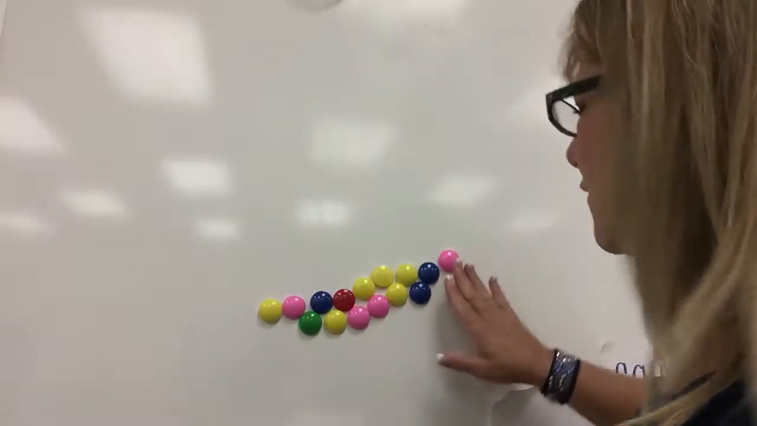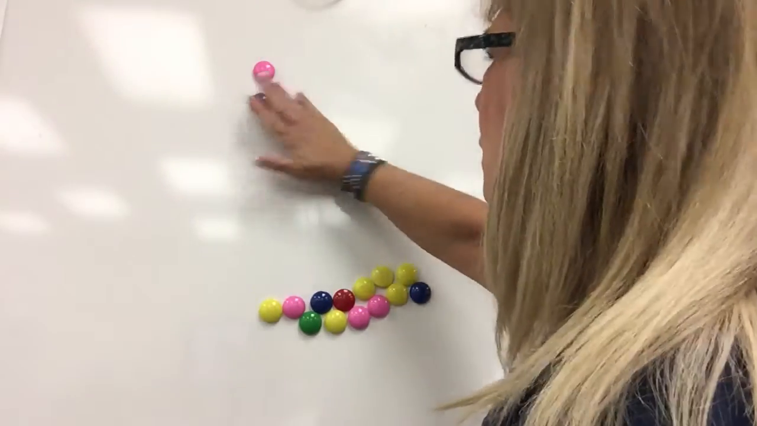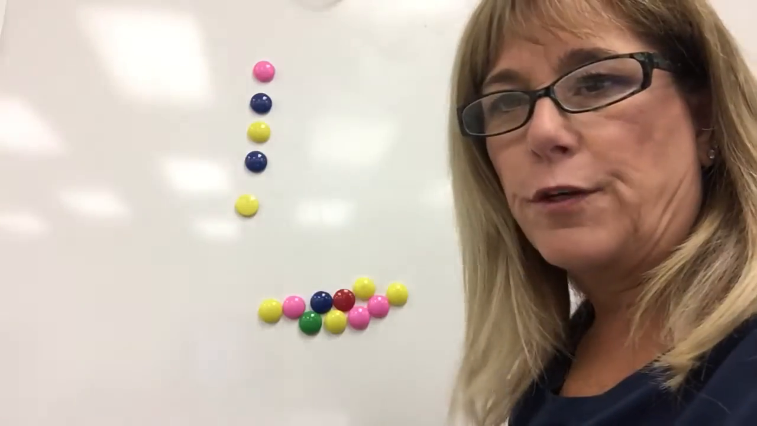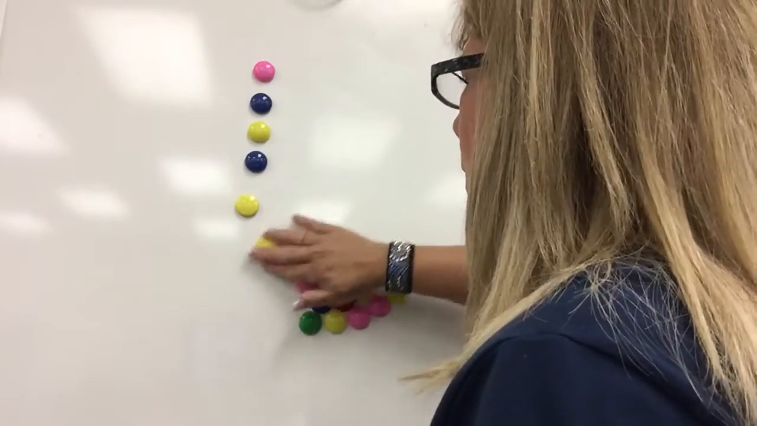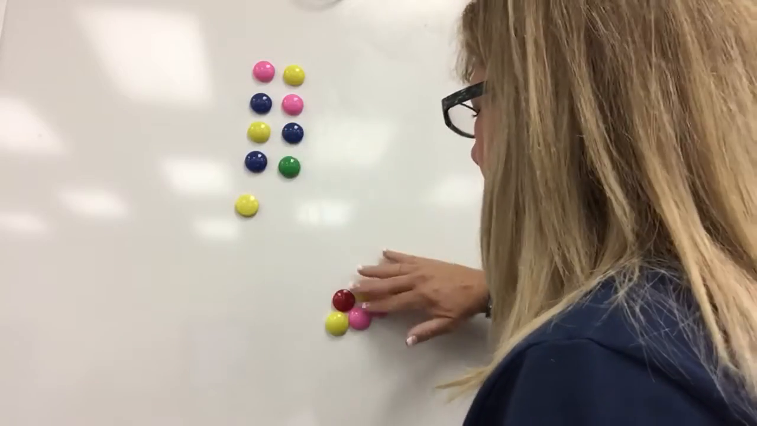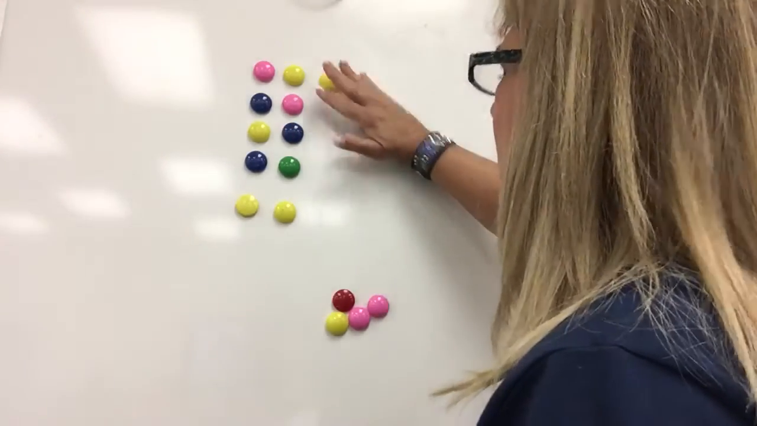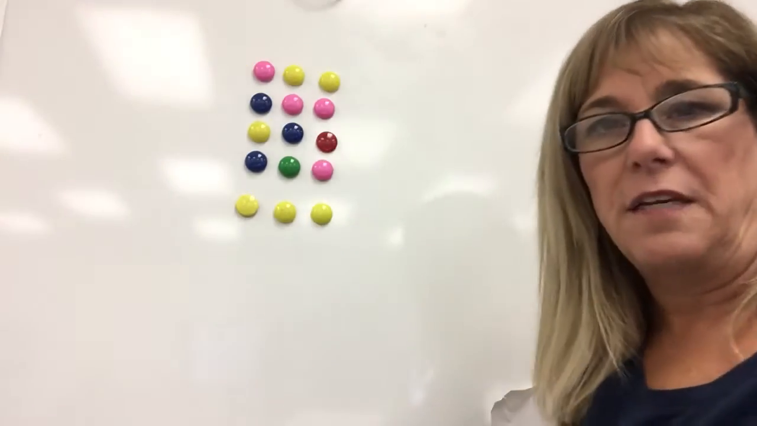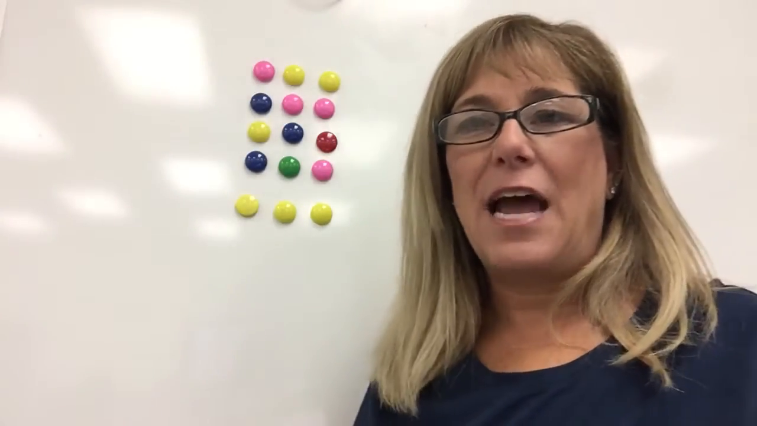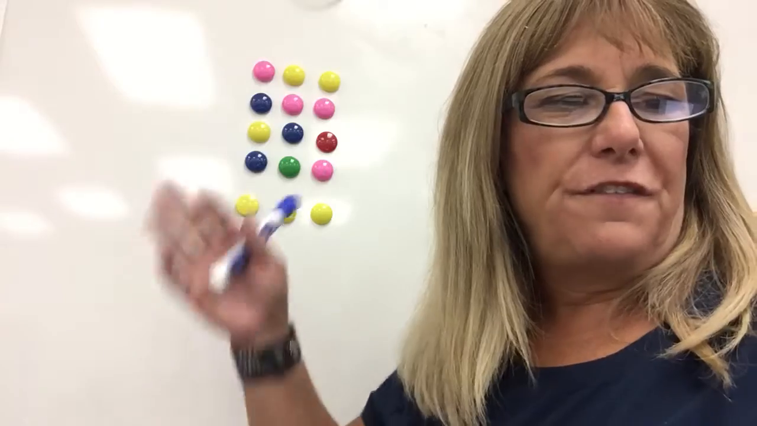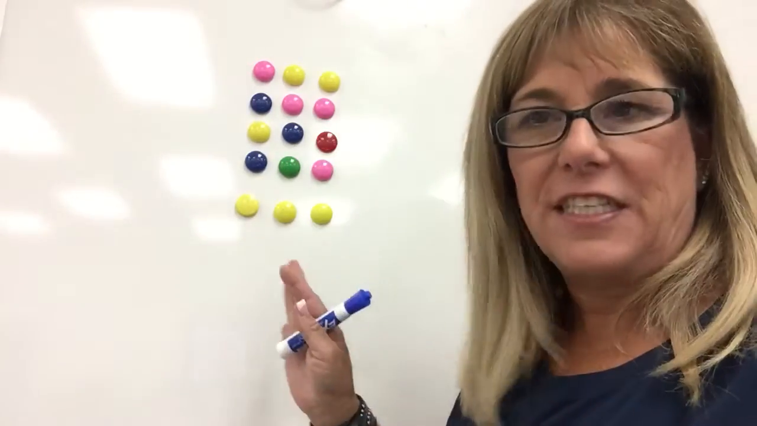He's making 5 groups. 1, 2, 3, 4, 5. There's my 5 groups, and the groups go across. Then I'm going to keep going. 6, 7, 8, 9, 10, 11, 12, 13, 14, 15. Now I've got an array. So this is now what we need to do. It says there are 15 tennis balls altogether.